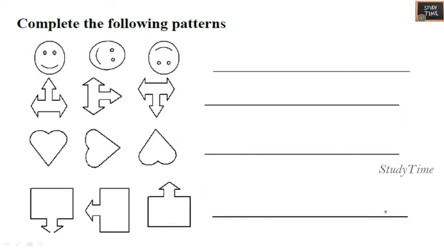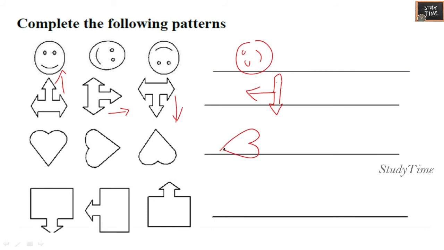Next, complete the following patterns. This is an easy pattern. So finally, you have to write here, on this side you have to write. Next, here the arrow mark points upward, side, down. Now it should point to the left side. So this is the answer for this. Next, the heart in reverse side. So the heart should face this side now, the right side. Here also down, left, up. Now it is right.